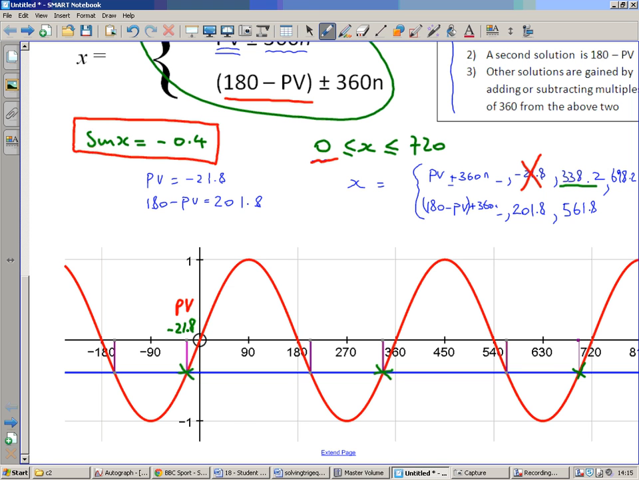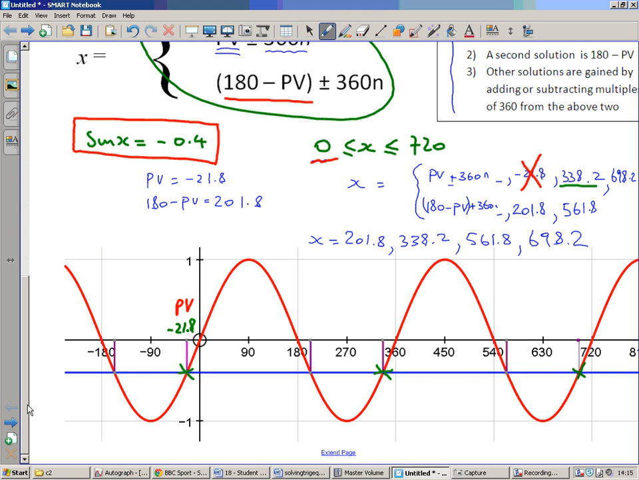Okay, so we have all our solutions, and we'd best write them out properly in order now. Our first solution is 201.8. Our second solution is 338.2. This is this solution here. And then we've got 561.8 and 698.2. Okay, those are our solutions.